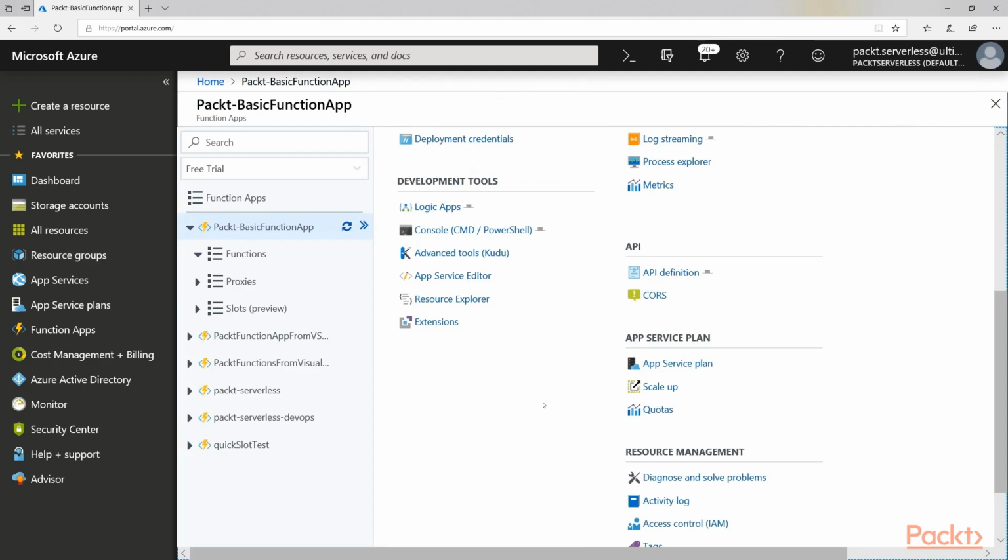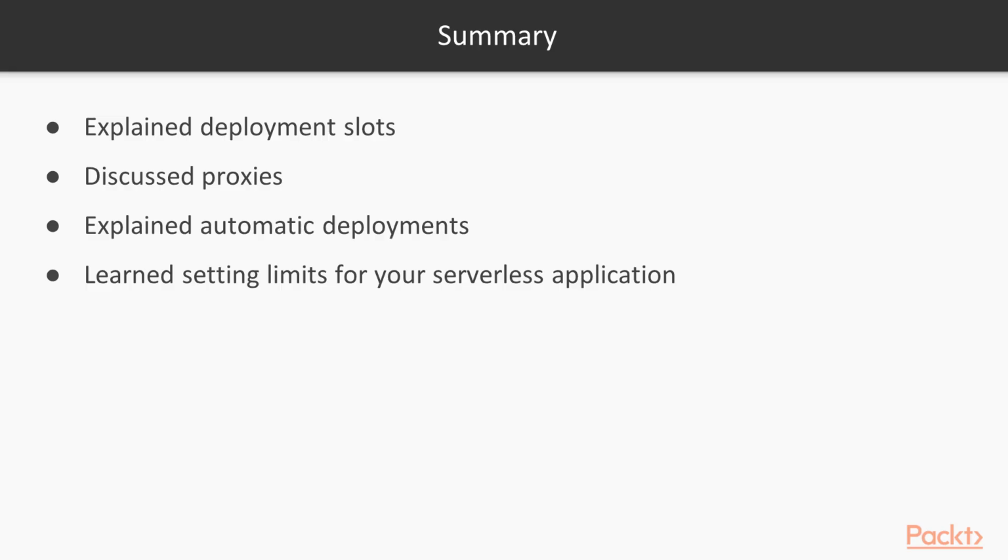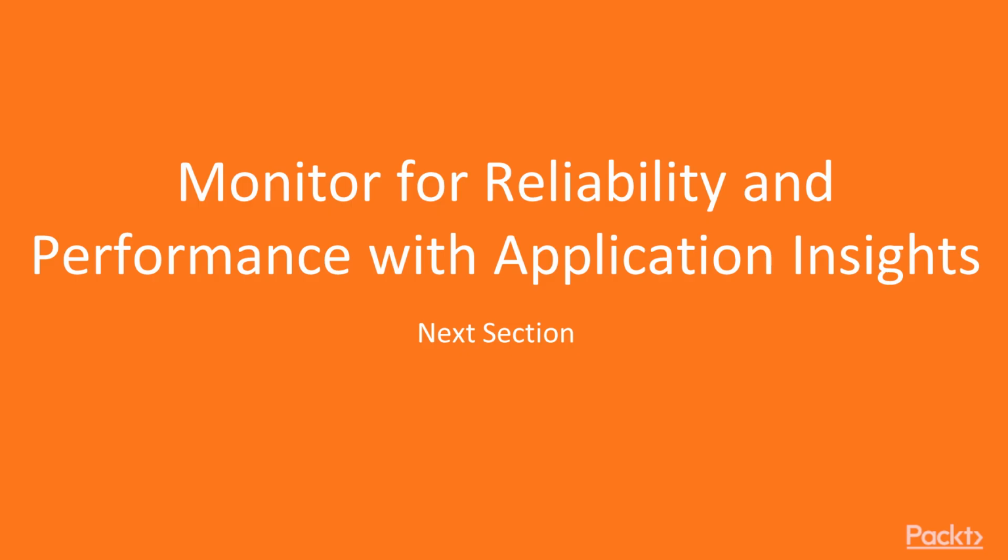Whether you're working with an app service plan or a consumption model, you've got some flexibility in the amount you're going to spend and the amount that you're going to scale out and up. In this section, we learned about deployment slots and proxies. We looked at automatic deployments and showed you how to configure setting limits for your serverless application or scaling out and up in the app service plan. In the next section, we're going to monitor for reliability and performance with application insights.